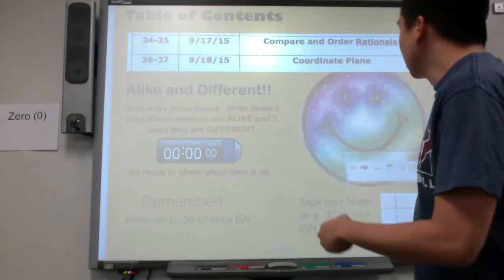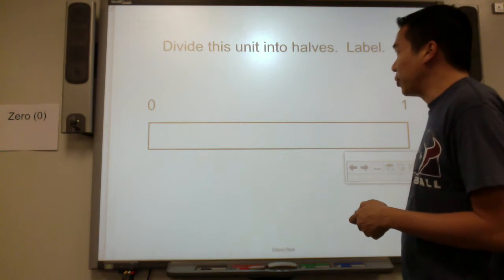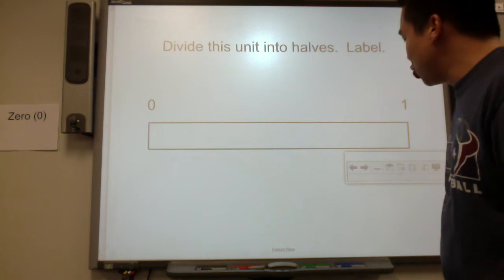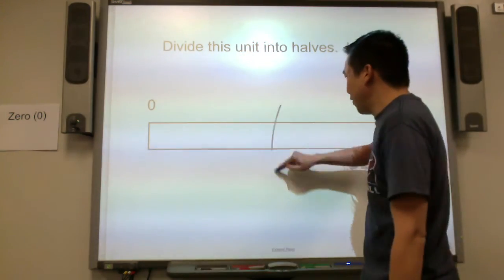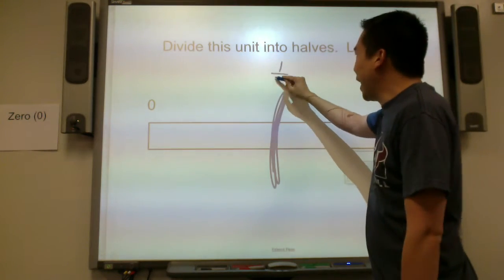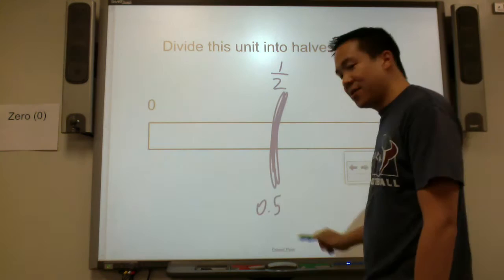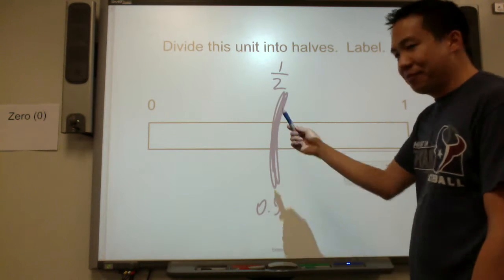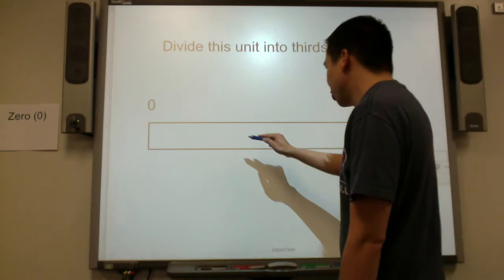So, coordinate plane. Let's divide this unit into halves. This is 1 unit. If you divide it in half, it's right there. 1/2. Do you know the decimal equivalency of it? 0 and 5/10. Half.